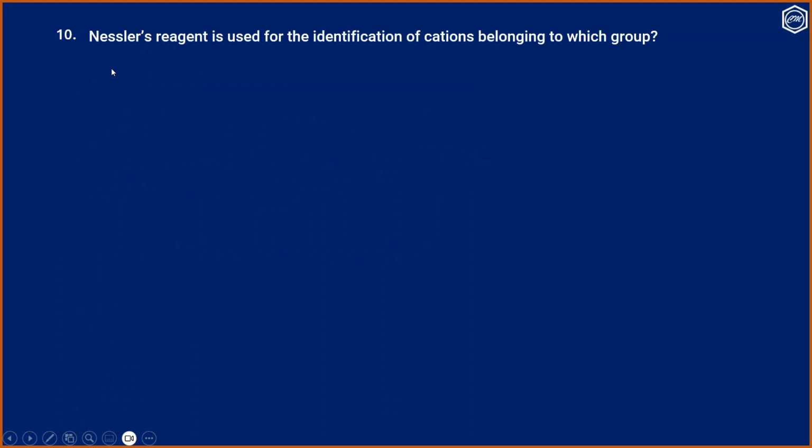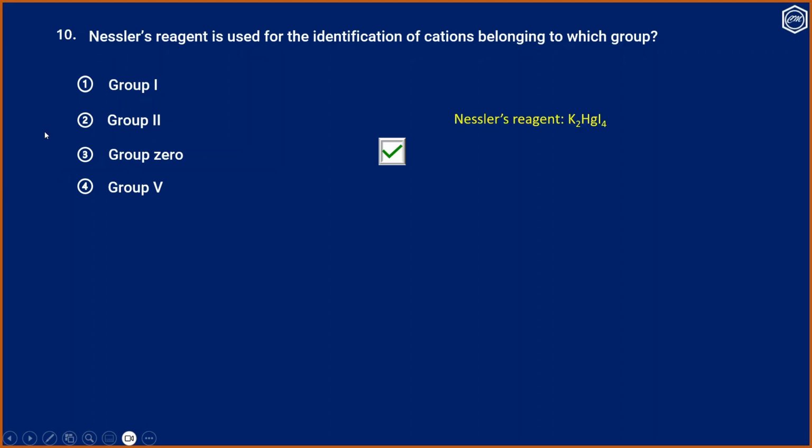Question 10. Nessler's reagent is used for identification of cation belonging to which group? Group 1, group 2, group 0, and group 5. And it is used in group 0 for detection of ammonium ion. Nessler's reagent is K2HgI4. It forms a brown precipitate with ammonia.